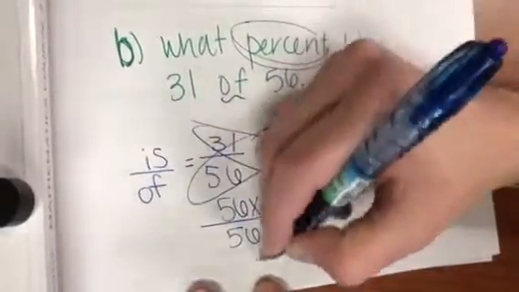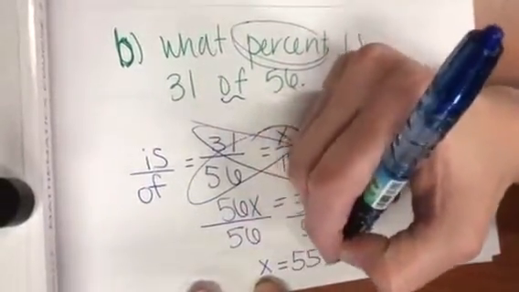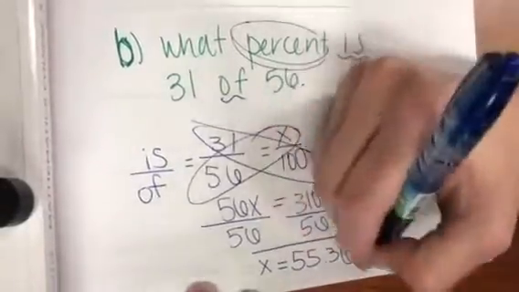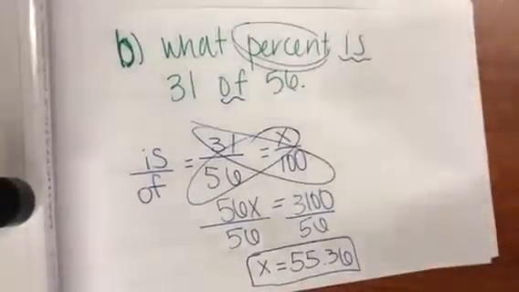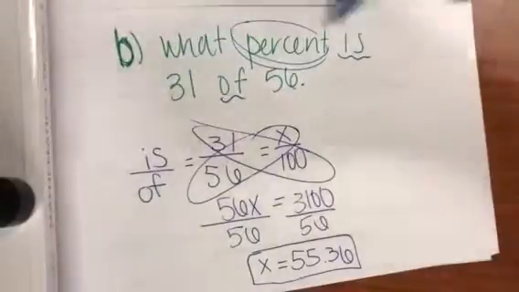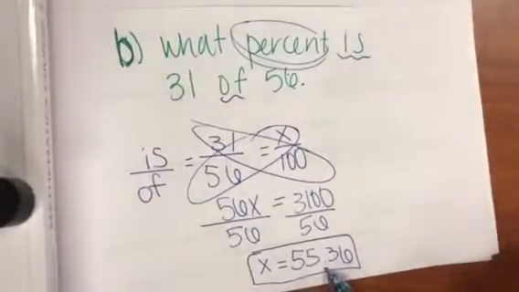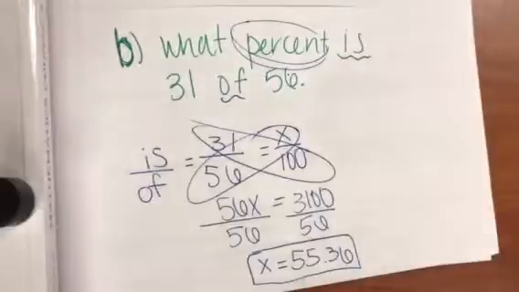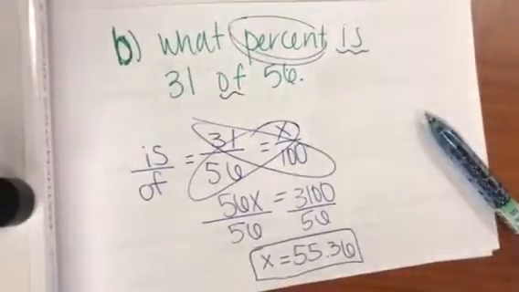We got 55.36. I'm going to round that. That wasn't as pretty, but it doesn't matter because 31 out of 56 is 55.4-ish%. So that was it. It's very, very simple.